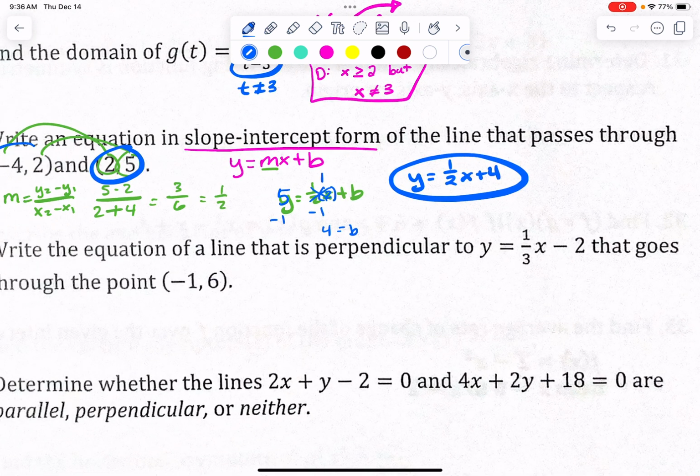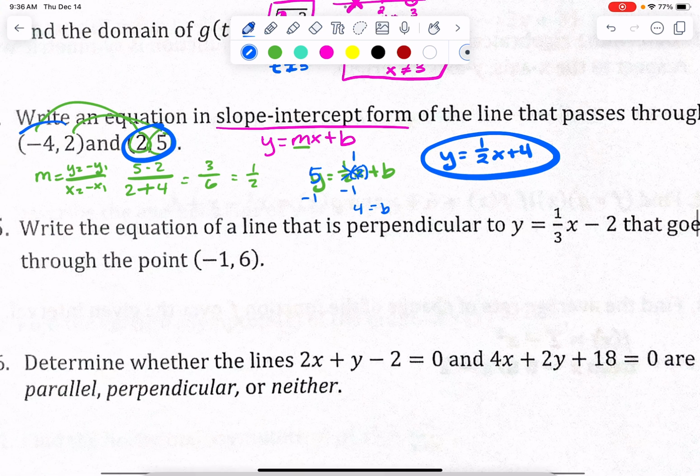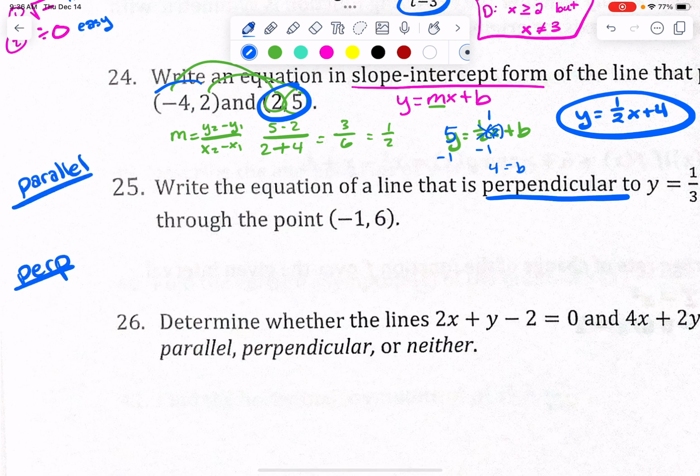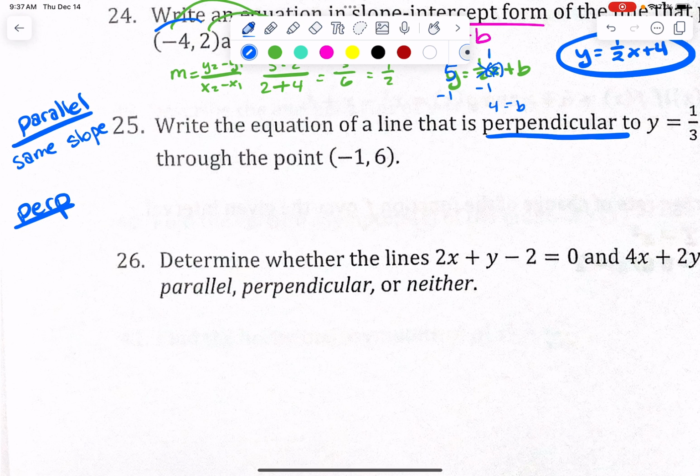Okay, this one is talking about a perpendicular line, and I don't remember on the test if I do perpendicular or if I do parallel, so we're going to talk about both. Parallel versus perpendicular. If 2 lines are parallel, they have the same slope. And my geometry kids are like, I wrote this down like twice in my other packet. Perpendicular is negative reciprocal slope.